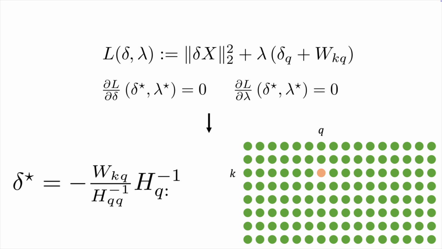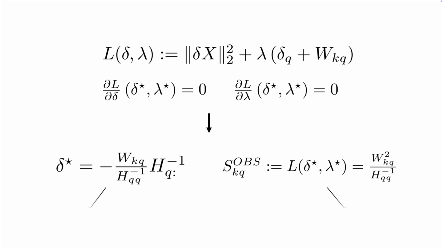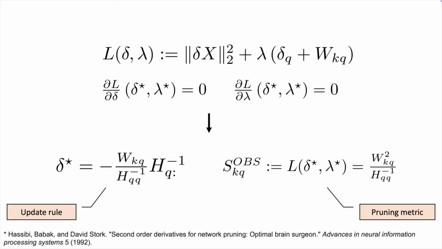Solution for this Lagrangian gives us two important things. The first is the update rule. It tells us how every remaining parameter in a row should change after a selected parameter is removed, so that these parameters compensate for the damage as effectively as possible. The second is the saliency score. This metric tells us how much the loss will increase if we remove this particular parameter and then optimally update all other parameters to compensate for it.